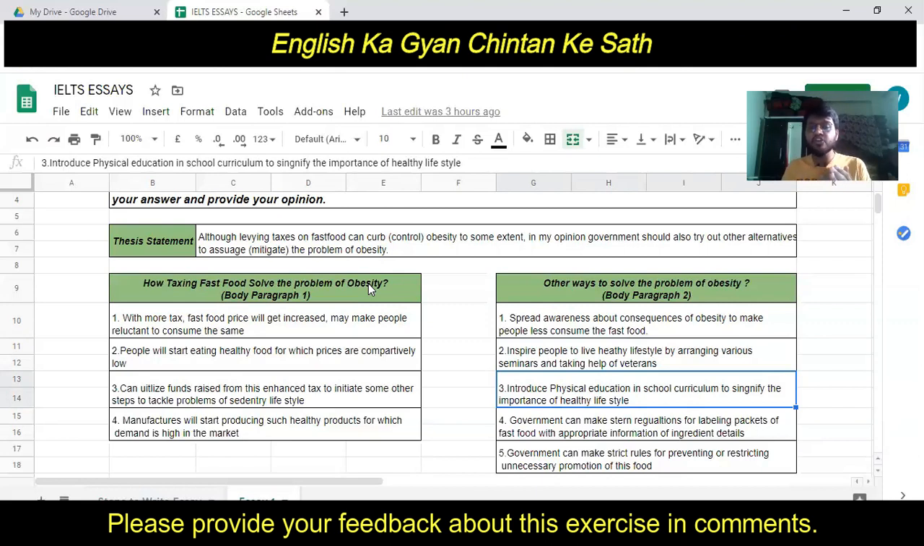The government can introduce physical education in the school curriculum to signify the importance of a healthy lifestyle. We probably know that right now in younger children we are seeing this obesity problem a lot, and just because of that, if the government introduces this kind of physical education since primary school, it will really become a game changer step for handling obesity. So this is another way, apart from applying taxes, to handle obesity.